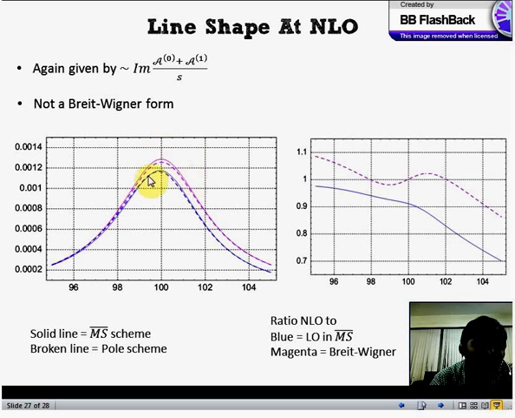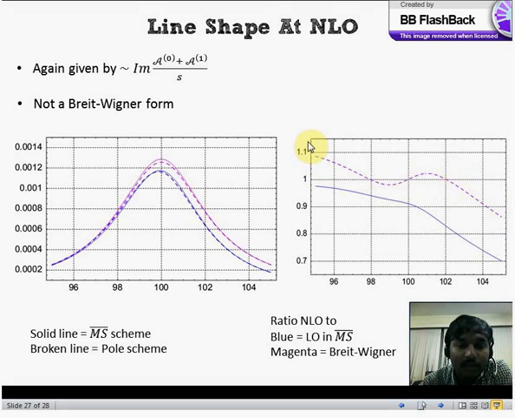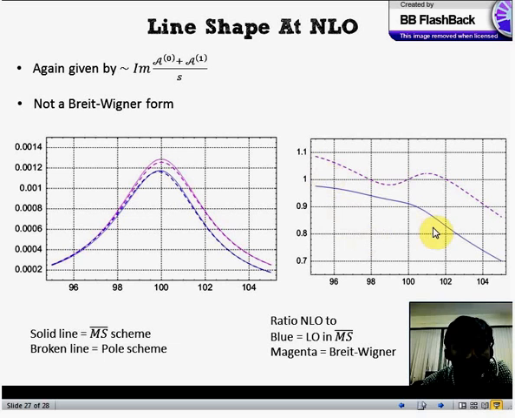The upper line is the NLO cross section, and the lower blue line is the LO cross section. And remember, around the resonance point, this differs from the Breit-Wigner form, and that is even more apparent over here. The broken magenta line is the ratio of the NLO to the Breit-Wigner cross section, and this deviates from 1 quite a bit. So it's not the Breit-Wigner form.